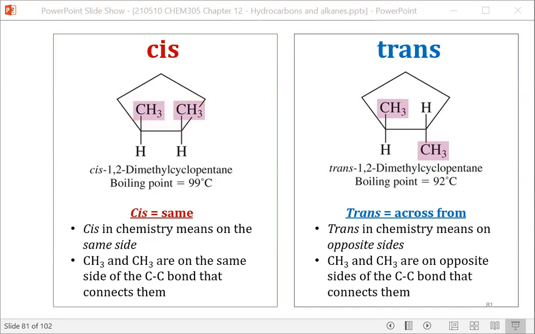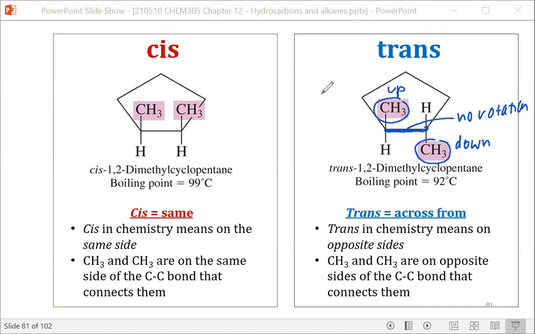A trans isomer is where the two groups are across a bond that can't rotate. So here's our carbon to carbon bond. It has no rotation because it's locked into place from this ring structure. And our two CH3 methyl groups are on opposite sides of the bond. So trans in chemistry means on opposite sides or across from. In this case, our two CH3 groups are across the bond. One is up and one is down. So we would call this a trans isomer.